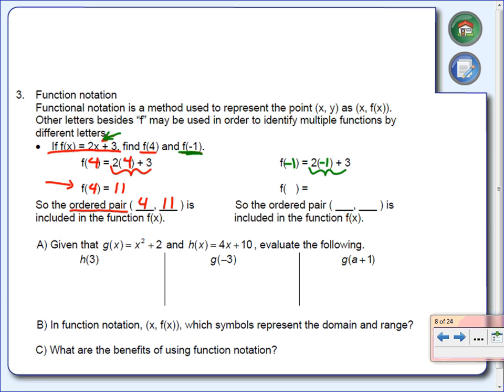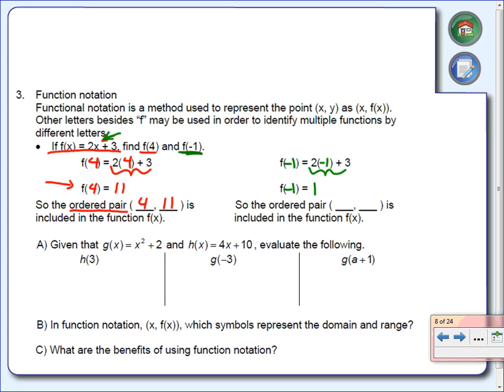2 parentheses, negative 1 parentheses, plus 3. Stick it all in there just like you see it. And what number do you get? 1. Positive 1 or negative 1? Positive 1. Therefore, f of negative 1 is equal to a positive 1.